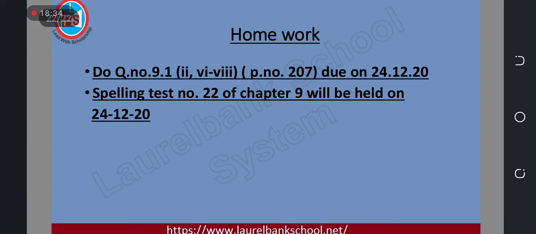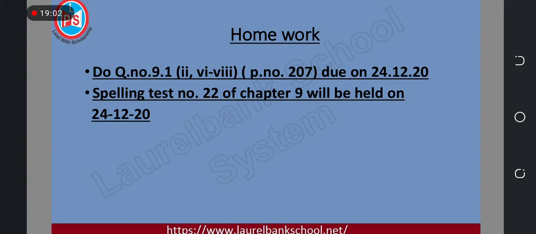Now I am going to assign you the homework. First of all, you have to memorize the whole chapter according to the SMART syllabus. In this chapter you have to memorize the topics: transfer of heat, conduction, convection, uses of convection, radiation, as well as the uses of conductors and insulators.